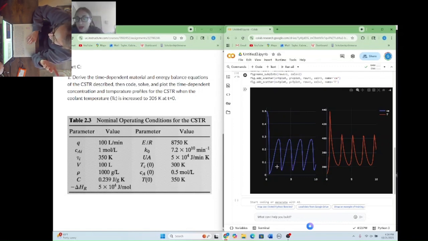So as it's going up in concentration, this is going down in temperature. And then it's the converse, right? So when the temperature gets so high, the concentration of Ca is going lower. And when the temperature decreases, the concentration is going to increase. So that is the relationship between the concentration and the temperature in this.